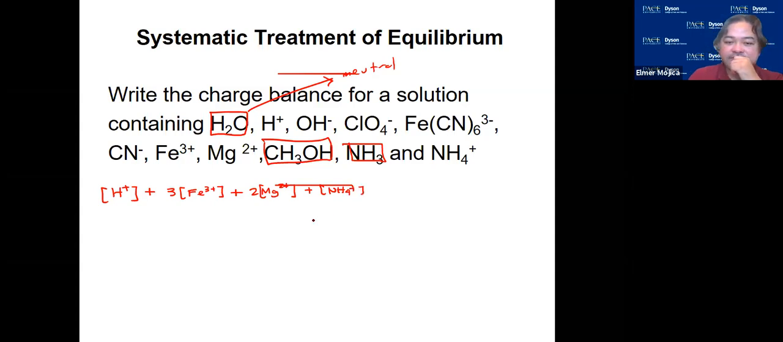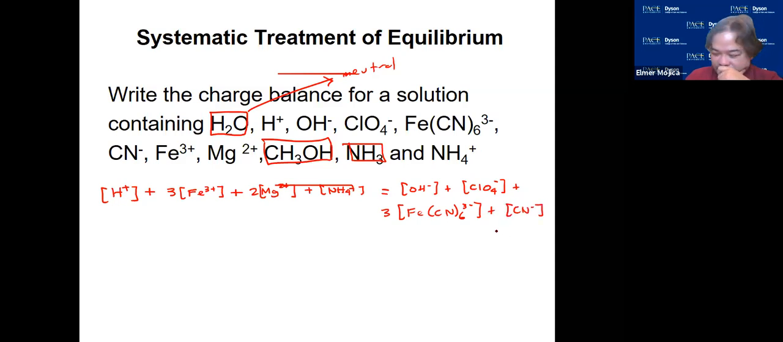ammonium ion. And this equals, now you start with the negative one: the hydroxide plus the perchlorate plus... so how are we going to write this one? 3 times Fe(CN)6. So that's your ferricyanide. Then plus the CN minus. Any more? So that's your CBE. That's what we call CBE, charge balance equation.